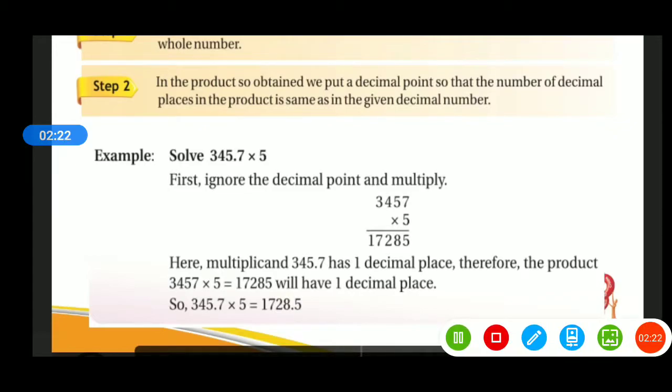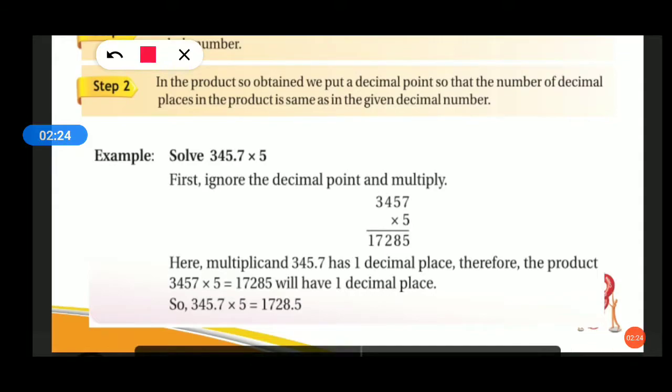345.7 into 5. This is a multiplication of a decimal number by a whole number, the first topic. See here what I have said. First, just omit the decimal point and multiply directly. See here, 3457 into 5. Directly if you multiply, you get 17285. Understood students? You are getting the product as 17285.